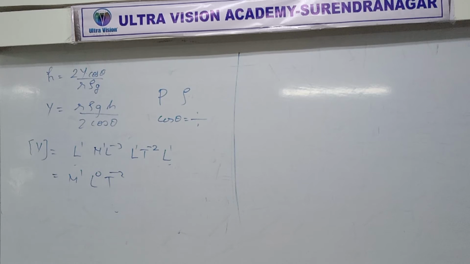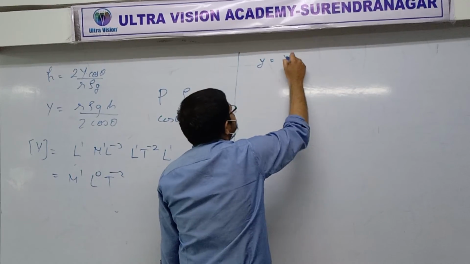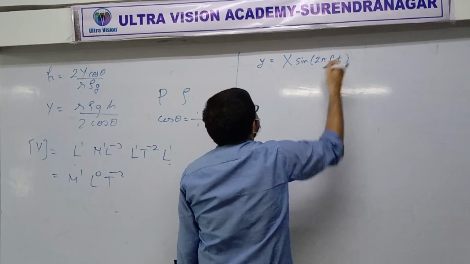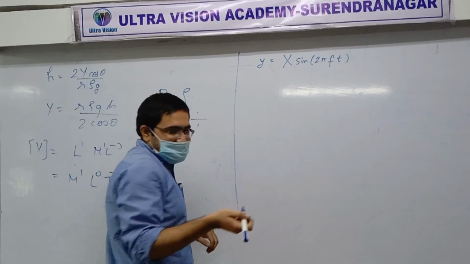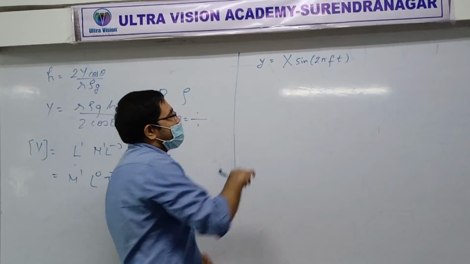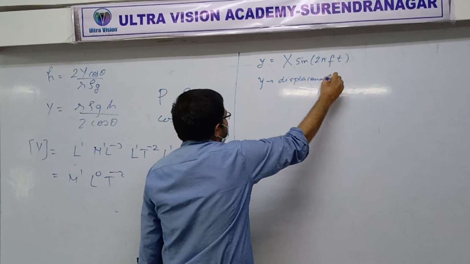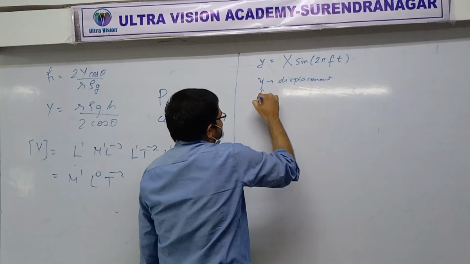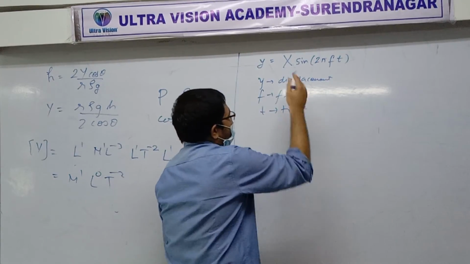Okay. Now, number 2. What's given? Small y is equal to x sine 2 pi f t. Let me explain the terms here if they are not written. Y is displacement, so that would be same as length. f is frequency and t is time. We want to find out dimensions of x.